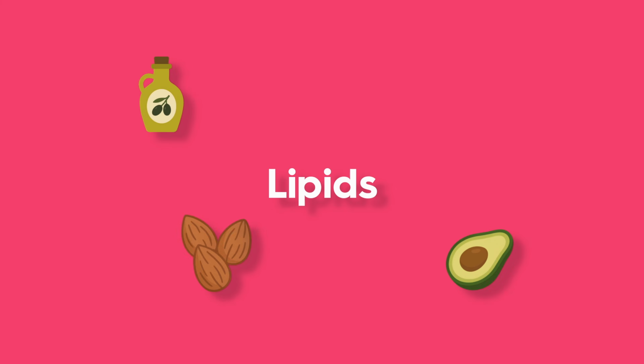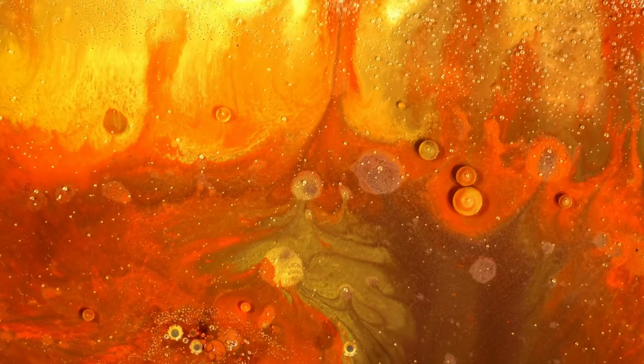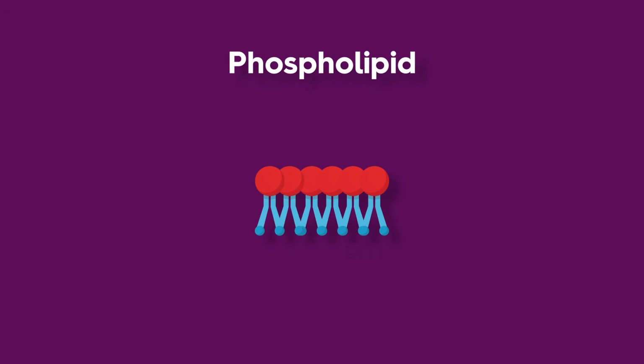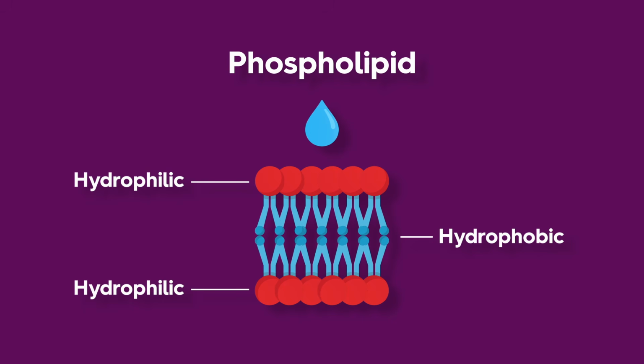Next are lipids, including fats and oils. They store long-term energy and make up cell membranes. Unlike carbs, they don't dissolve in water. One special lipid, the phospholipid, forms cell membranes with a hydrophilic head and hydrophobic tails, creating a protective barrier.